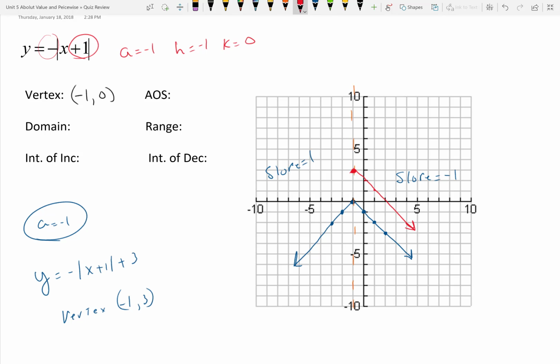And it's not actually reflected over the x-axis, but it's reflected over a line parallel to the x-axis, a horizontal line that passes through the vertex.